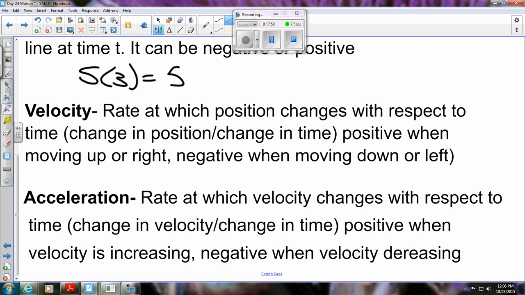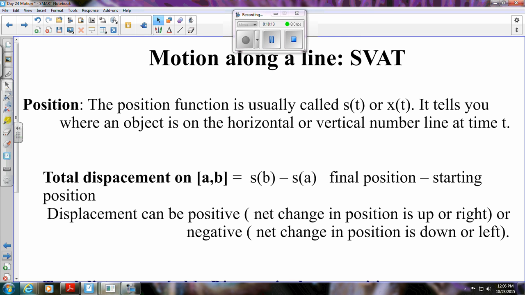Acceleration is the rate at which velocity changes, so it's change in velocity over change in time. And again, change in time is always positive, so if the change in velocity is positive, acceleration will be positive. And that'll happen when you have some force pushing something to the right or pushing it up.